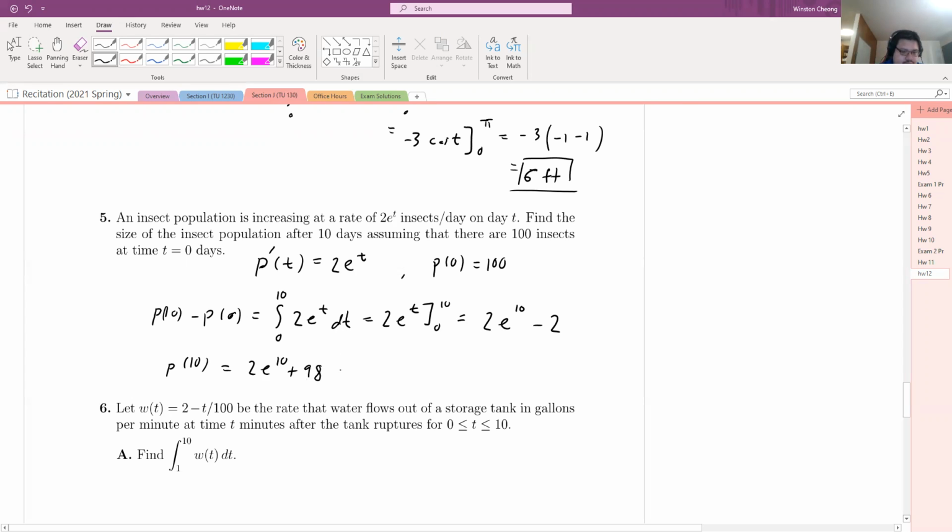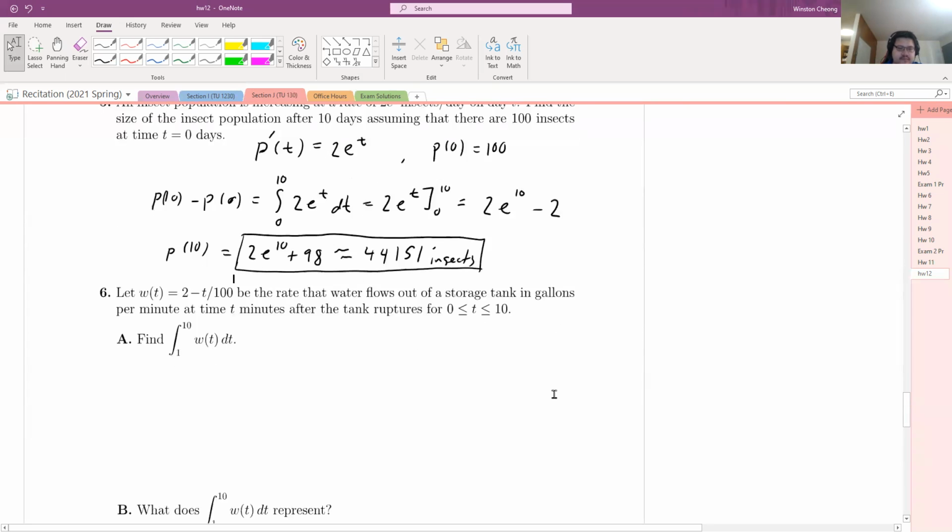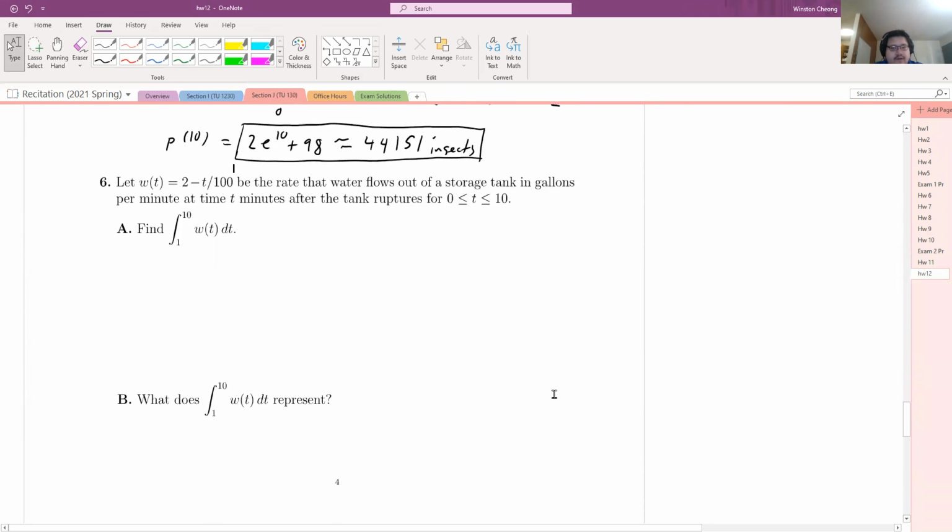If you didn't have a calculator, you would stop there, but we'll reach for a calculator and get the value, because you want this to be a number that you can think about. It would give you approximately 44,151 insects. Okay, any questions so far? No, okay.